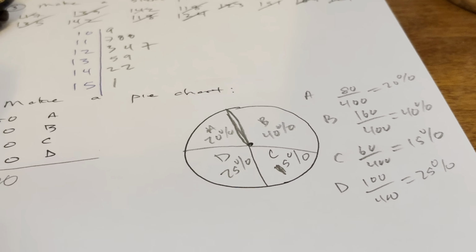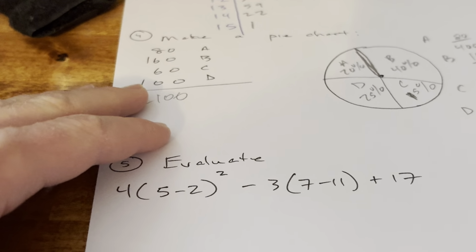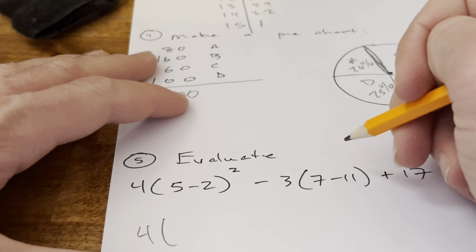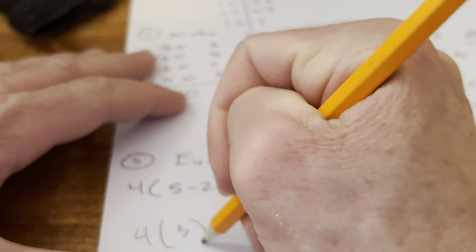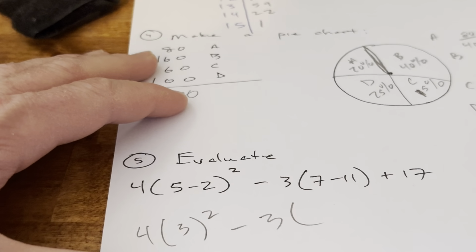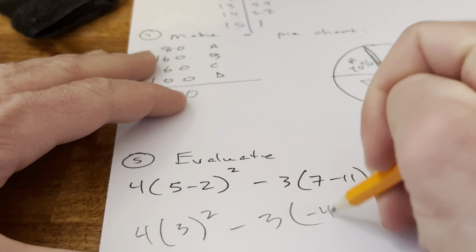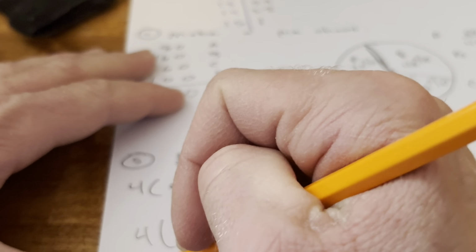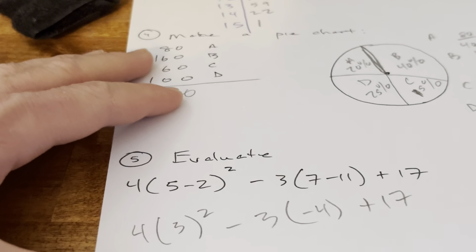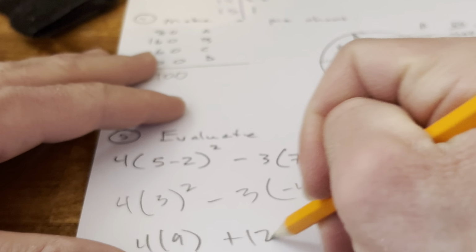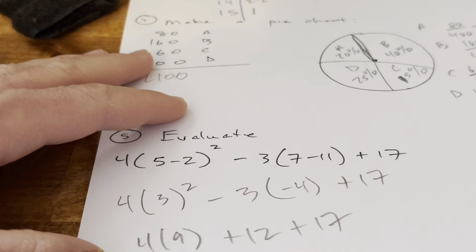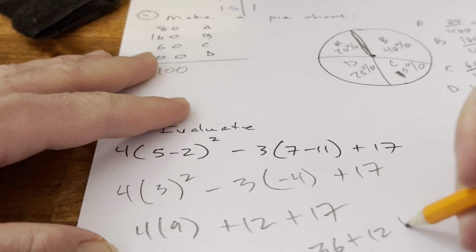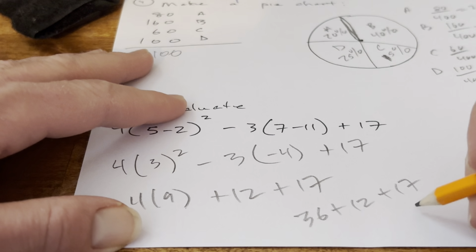All right, in the last one. This is going to be your video for today. Order of operations, say parentheses first. 5 minus 3 is 2. Minus 3 times 7 minus 11 is a negative 4. Plus 17. 4 times 9. Negative times a negative is a positive. Plus 17. 36 plus 12 plus 17. 65.